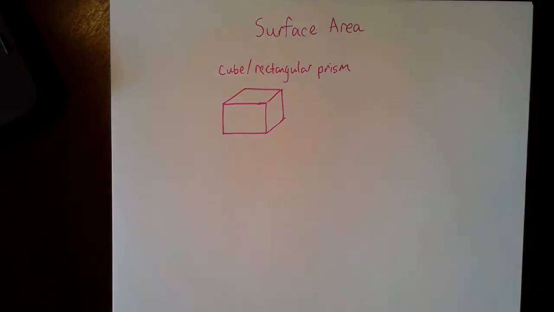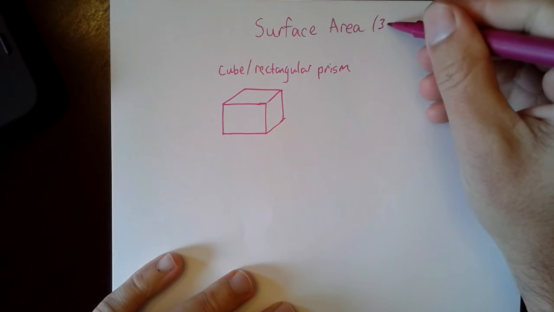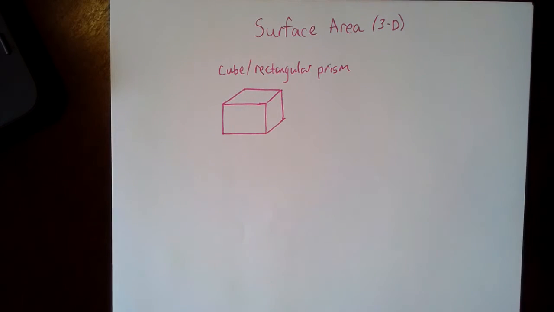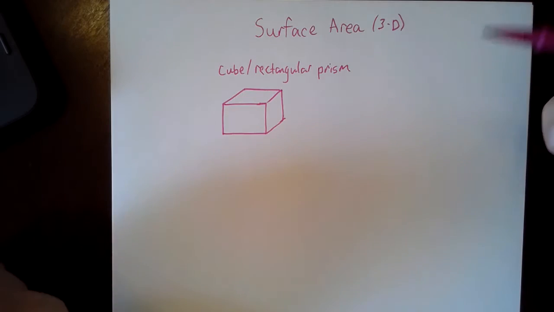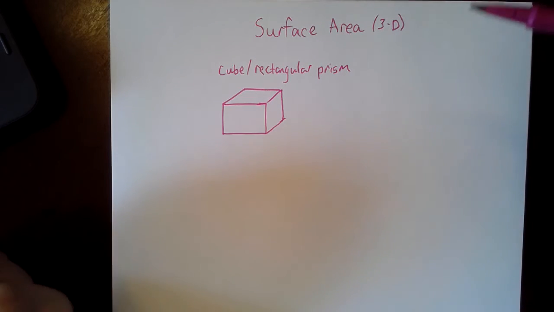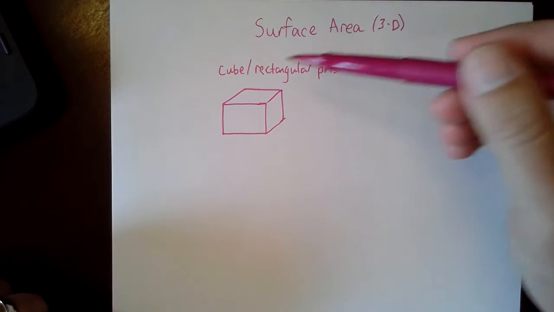All right, let's get into surface area. Surface area deals with three-dimensional figures. All right, 3D, three different dimensions. Most basic one is going to be a cube or rectangular prism.